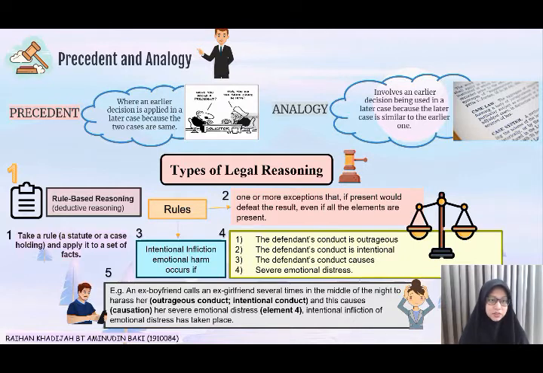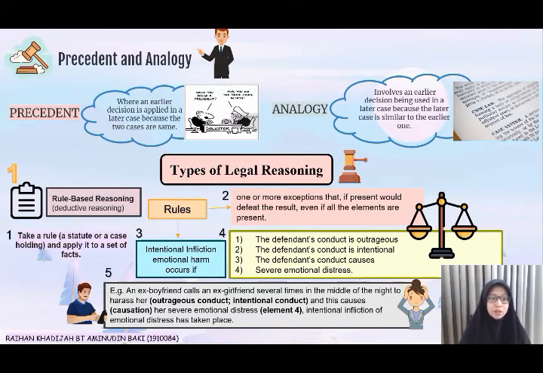Next, let's take a look at the types of legal reasoning. First, rule-based reasoning or deductive reasoning. Rule-based reasoning is the most important type of legal reasoning. In rule-based reasoning, you will take a rule, a statute or a case holding and apply it to a set of facts. In addition, some rules have one or more exceptions that, if present, will defeat the result even if all the elements are present.